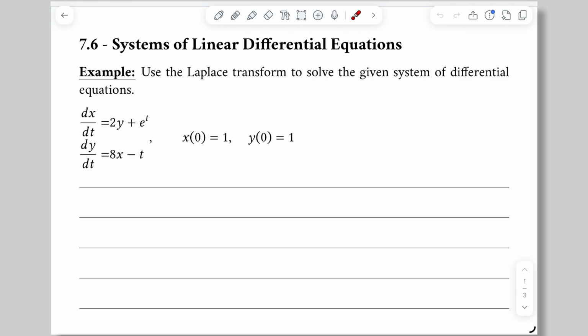It turns out Laplace transforms can be used to solve systems of linear differential equations, and that's what we're going to do now. Our system is dx/dt equals 2y plus e to the t, dy/dt equals 8x minus t, and we have initial conditions x(0) equals 1 and y(0) equals 1. The basic strategy is to apply the Laplace transform to both equations and then work with them after we've done that.